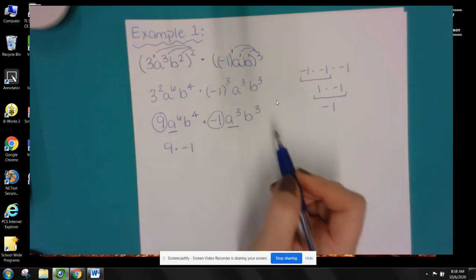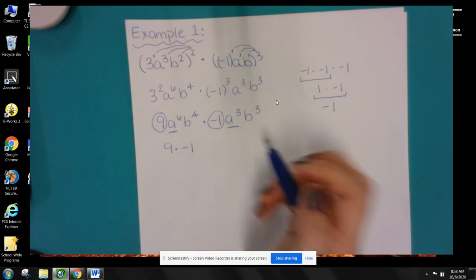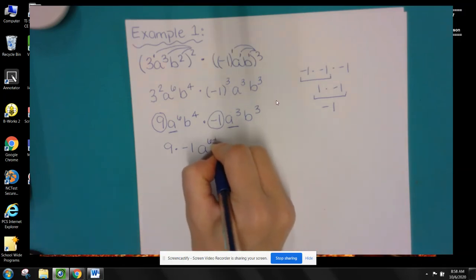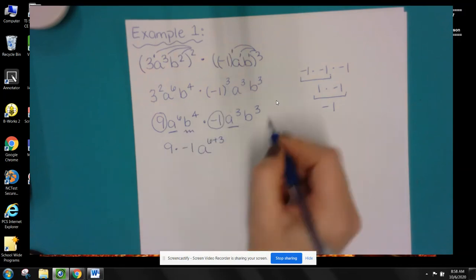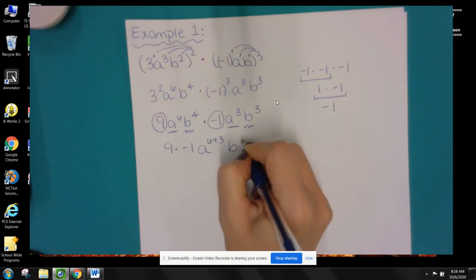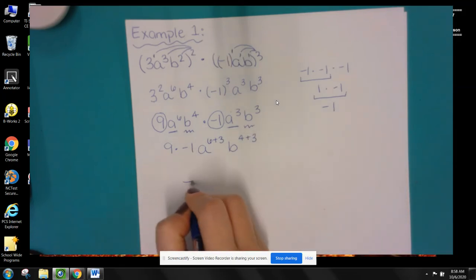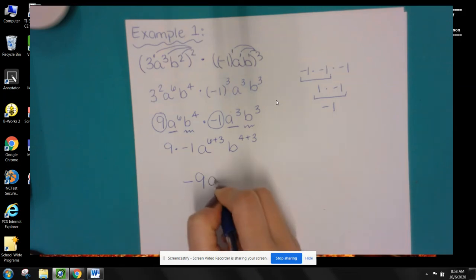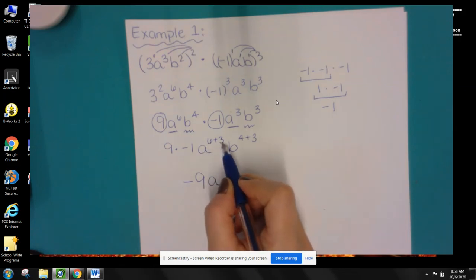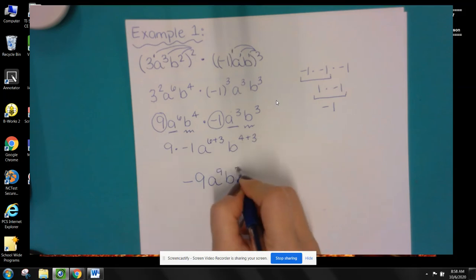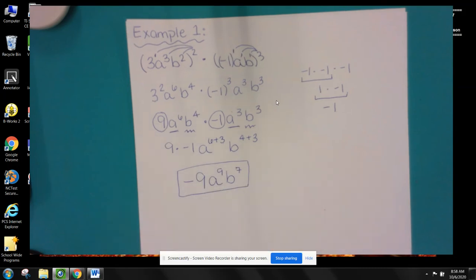My a's, since they're being multiplied together, I'm going to add exponents. So I'll have a to the power of 6 plus 3. Same thing with b's, b to the power of 4 plus 3. So 9 times -1 gives me -9. 6 plus 3 gives me 9. 4 plus 3 gives me 7. So that would be my simplified exponents from this original question.